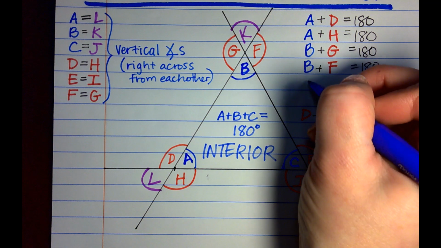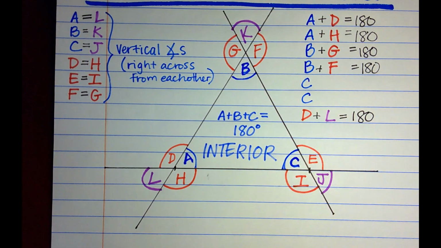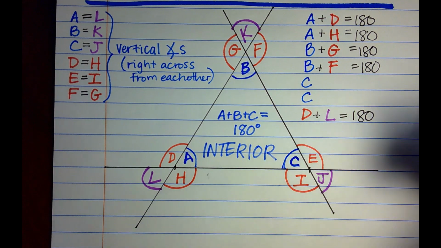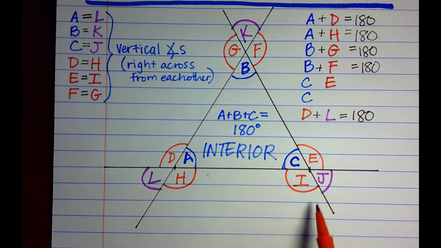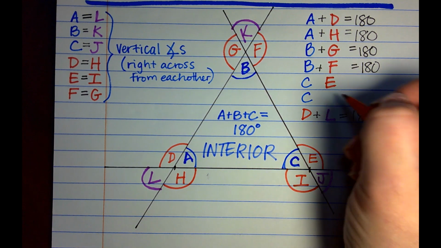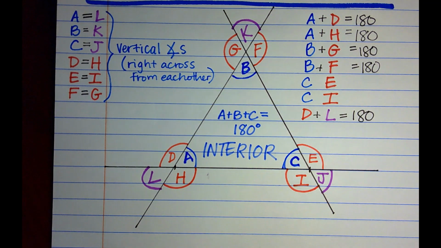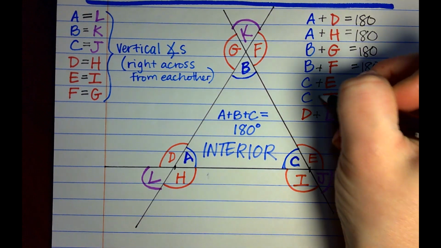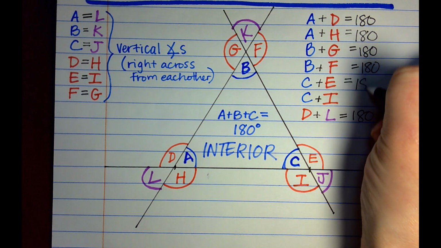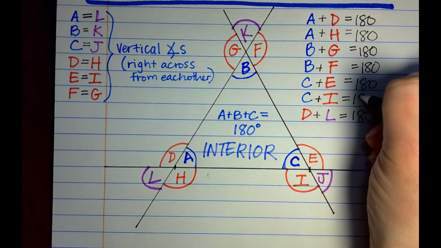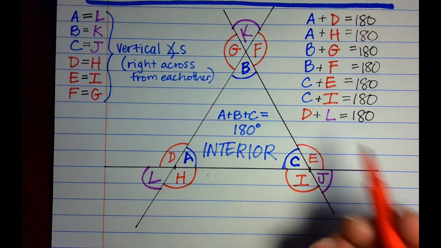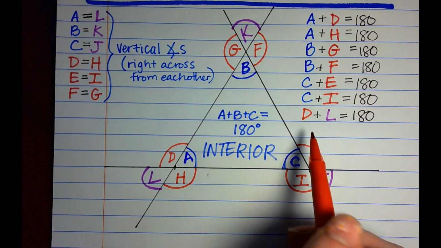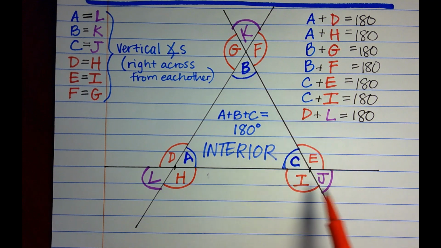Okay, so we've got 2 for B. How about C? D and E. C and E, yes. C and what else? I. C and I can make 180. So then we finished our C's.